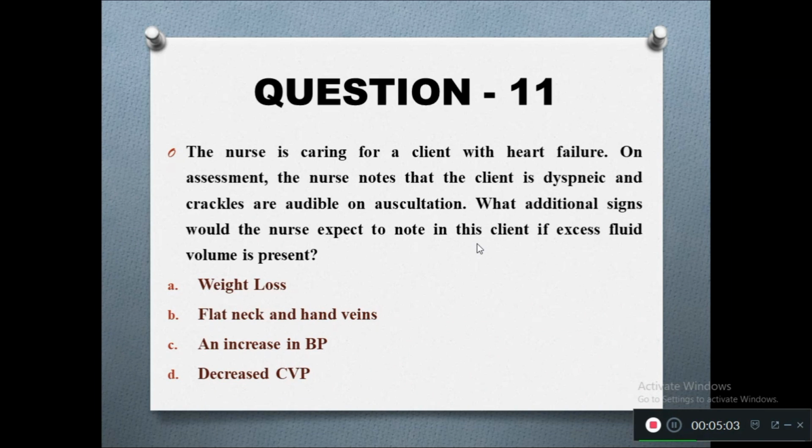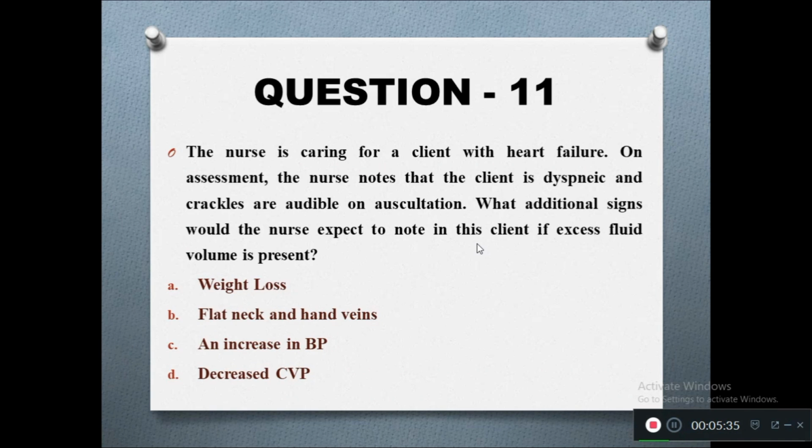Question number 11. The nurse is caring for a client with heart failure. On assessment, the nurse notes that the client is dyspneic and crackles are audible on auscultation. What additional signs would the nurse expect in the client if excess fluid volume is present? Option A, weight loss. Option B, flat neck and hand veins. C, increased blood pressure. D, decreased central venous pressure.